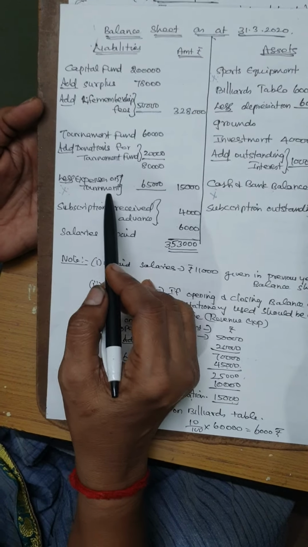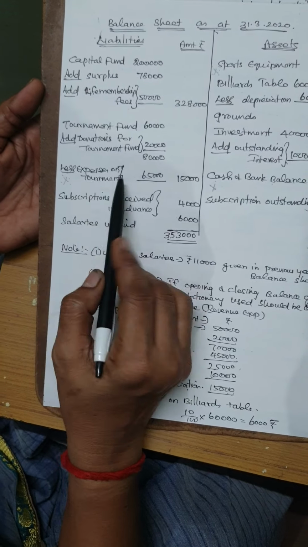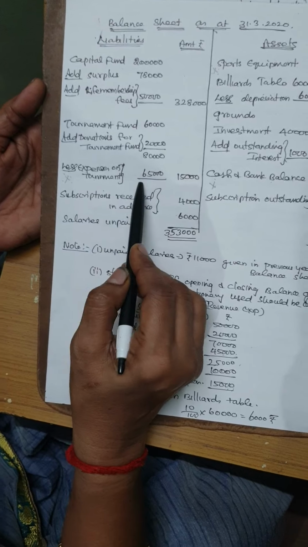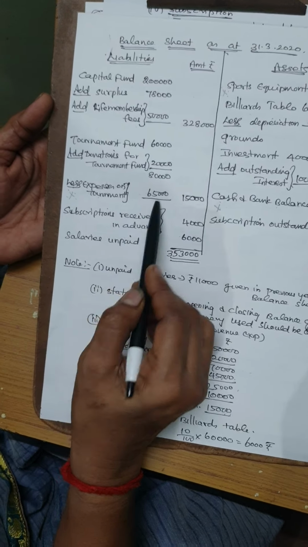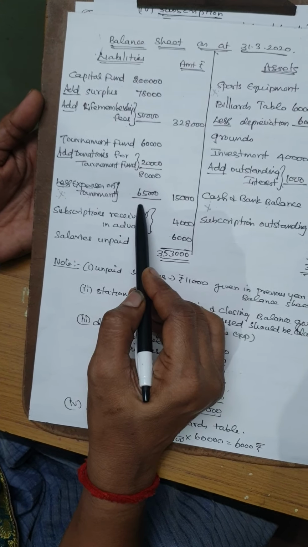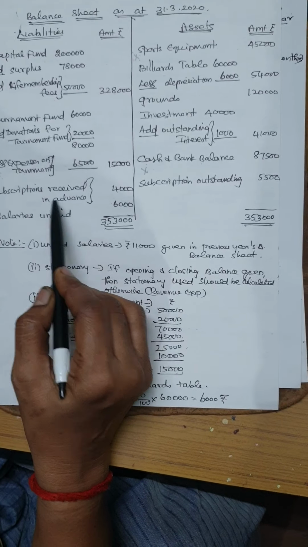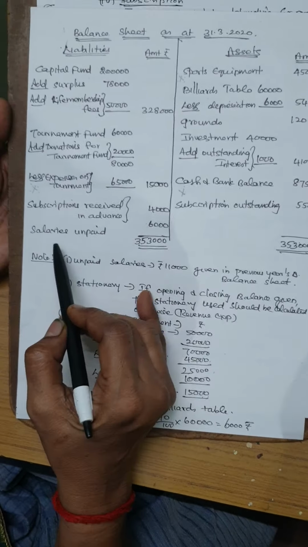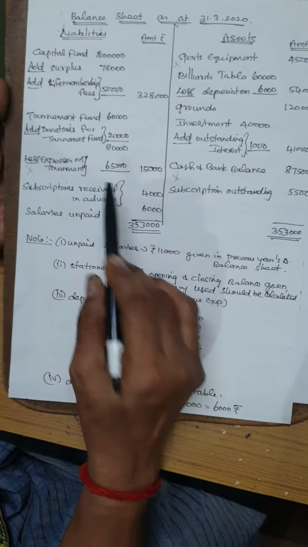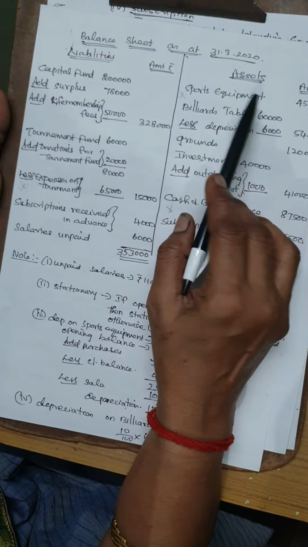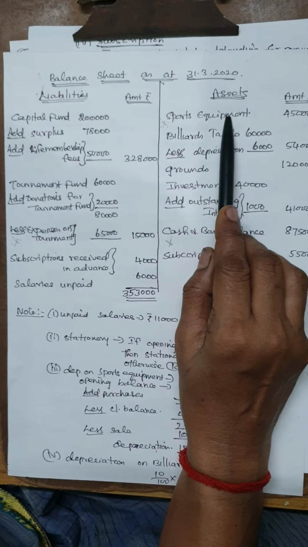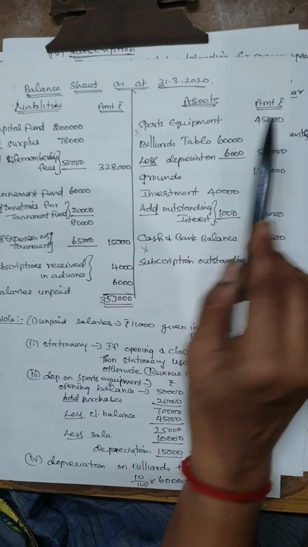Here I would like to say one more point. Sometimes what will happen is that expense on tournament will be more than this amount. When you get like this, find the difference and take it to the income and expenditure account. Subscription received in advance 4,000, adjustment. Salaries unpaid, adjustment. All these are current year. On the asset side, sports equipment is given in the adjustment, 45,000.